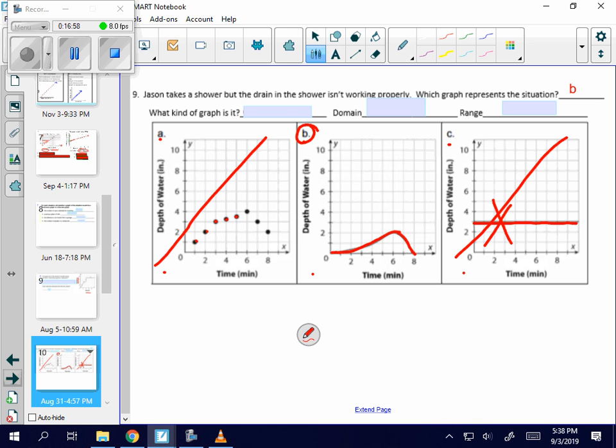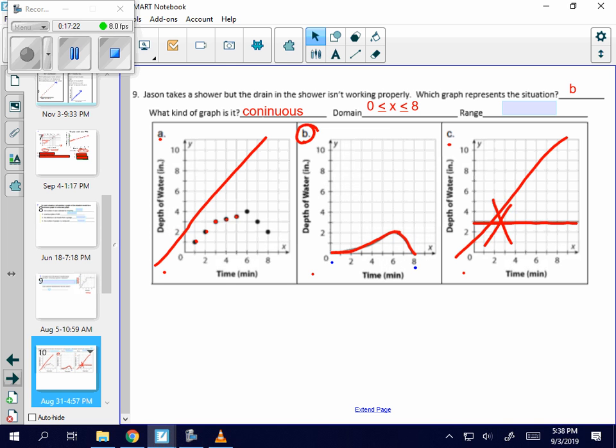Now let's answer the rest. What kind of graph is it? Well, we kind of already discussed it. It's continuous. The domain, so remember those are your x values. X goes from 0 to 8 and everything in between. Write that as a compound inequality with x in the middle, the small number being 0, the big number being 8. X is between.